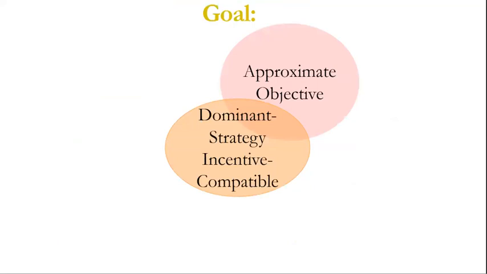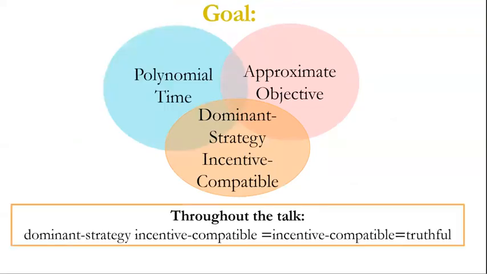And as computer scientists, we do not only care about the objective function and the incentives, but we also care about the running time. And throughout the talk, we do not talk about other incentive compatibility notions besides dominant strategy incentive compatibility. So I'll just say incentive compatible or truthful instead of dominant strategy incentive compatible. In addition, we focus on deterministic mechanisms.